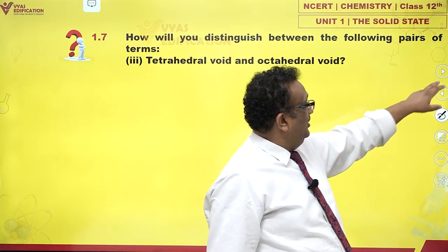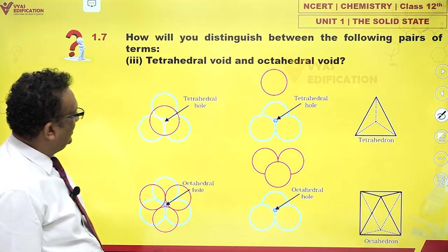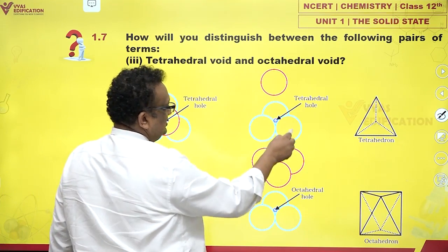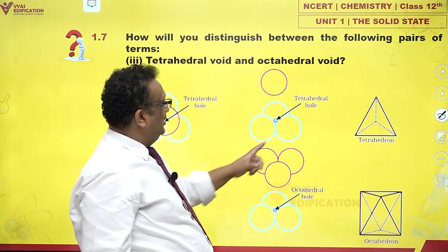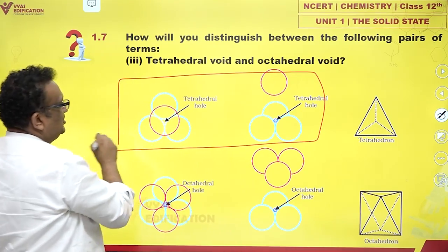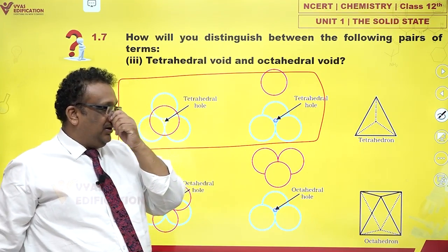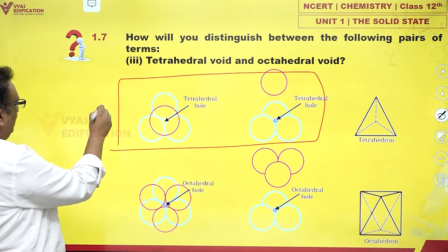And how exactly do I get a tetrahedral void? See, you take 3 particles, arrange them in a triangle, and on the top of that put 1 particle. This is how you get a tetrahedral void. This is the method to obtain a tetrahedral void. How you get it, this is the 4th point, please note.